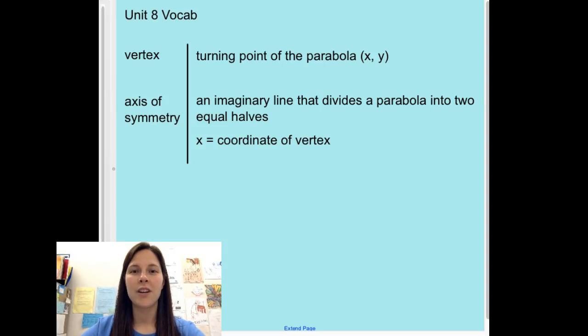Now we're going to learn how to find the vertex of a quadratic equation that is in factored form. As a reminder, the vertex is the turning point of the parabola. We're also going to look at something called an axis of symmetry.